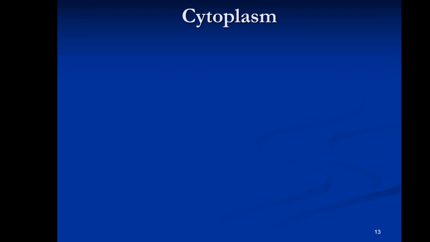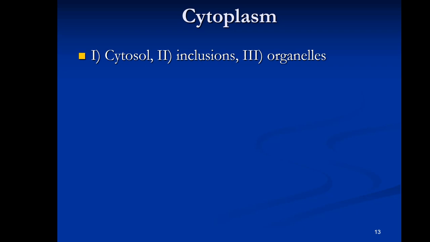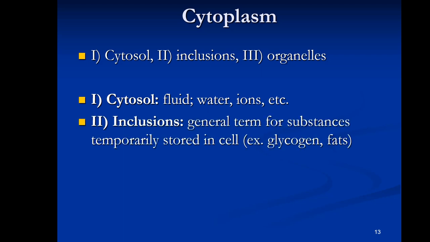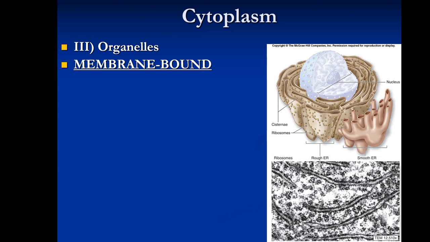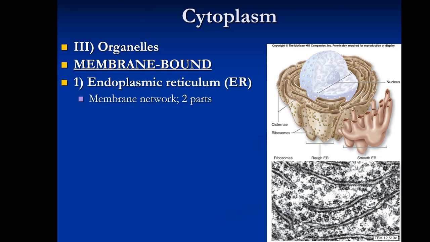All right, so that's it for the cell membrane. Let's move on to the cytoplasm. Remember, the cytoplasm had three major parts: the cytosol, which is mostly fluid; inclusions, which is just anything inside the cell other than cytosol or organelles; and then organelles. So the cytosol is basically the fluid. The inclusions are basically anything temporarily stored in the cell, like carbohydrates as glycogen or fats. It could be a pigment giving a cell a certain color, like in the skin. And then organelles are the structures where we're going to spend most of the time. There's membrane-bound and non-membrane-bound, but that's not overly important. So we're just going to go through these organelles and talk about their functions and what they look like.